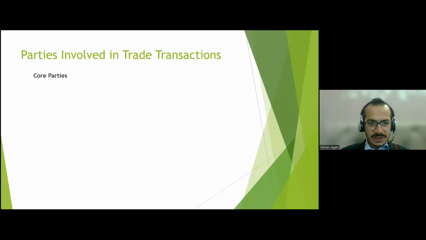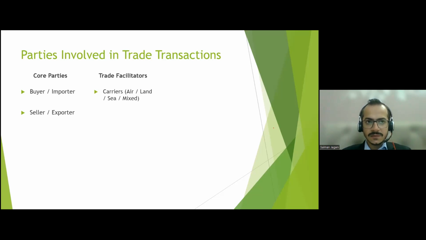So let's begin. First, we have the parties which are involved in the trade transactions. The core parties include the importer, which is obviously everybody knows the person who buys or imports the goods. Then we have the seller or the exporter, who's the person who is selling or exporting the goods. Then we come to trade facilitators. Who are the trade facilitators in any international or domestic trade transaction?